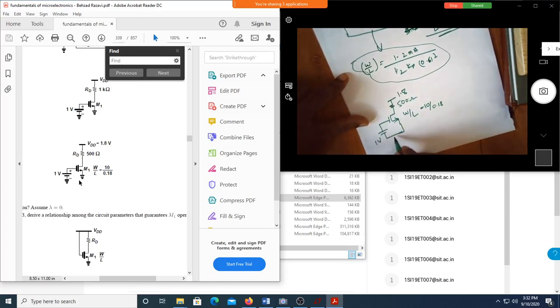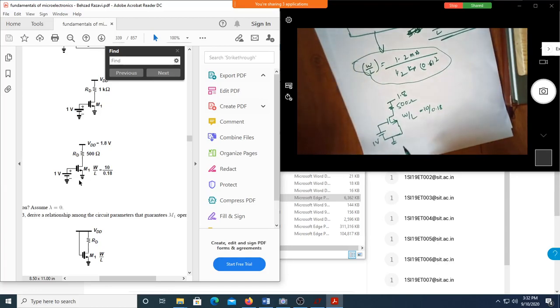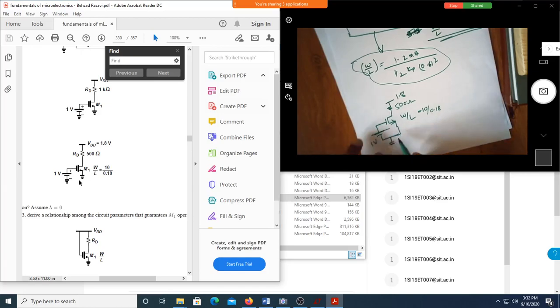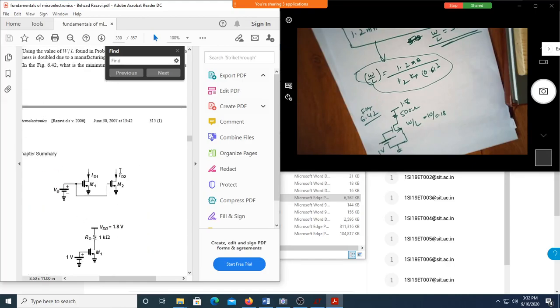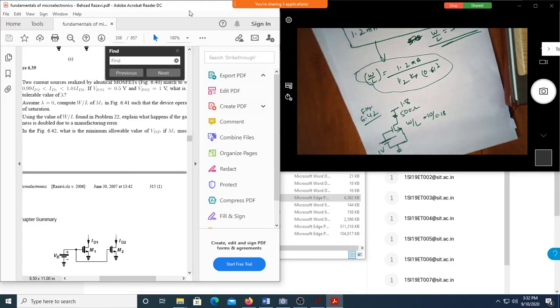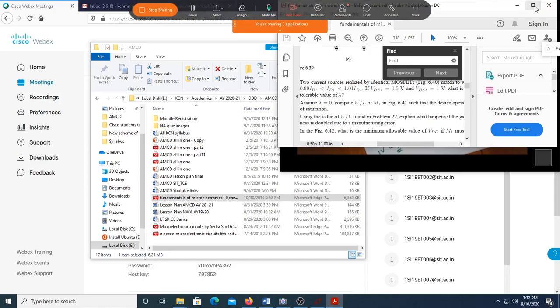This is 1 volt. Ground. W value is already given. This is 500, 1 volt. Let us see what the question is. This is figure number 6.42. Let us go back to, is it done, Tanuja? Yes, sir. Okay, let us go to the actual problem. Where is the problem?